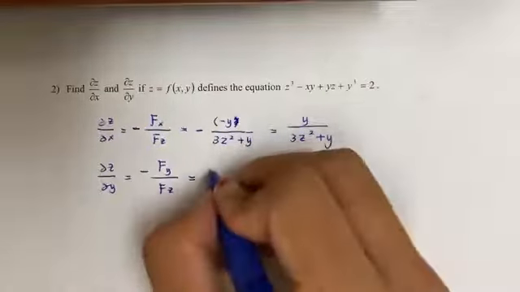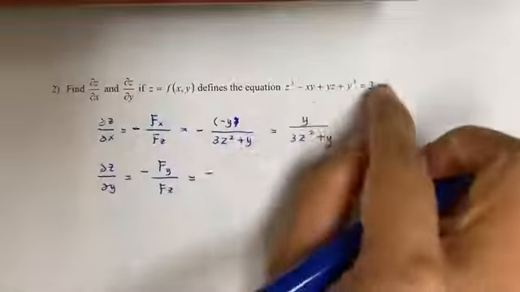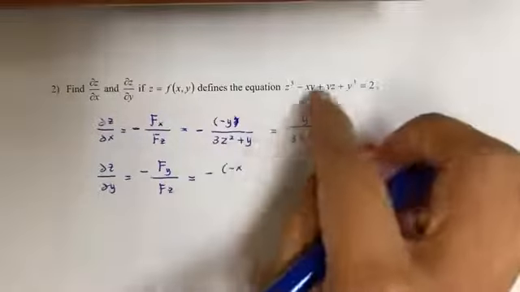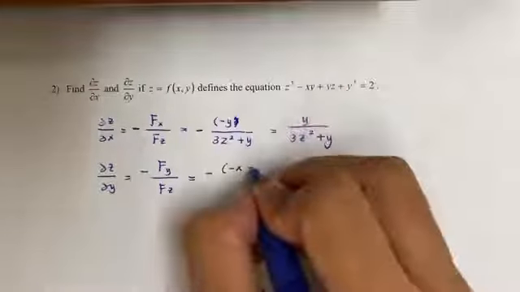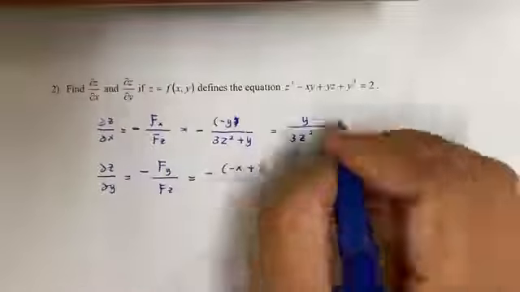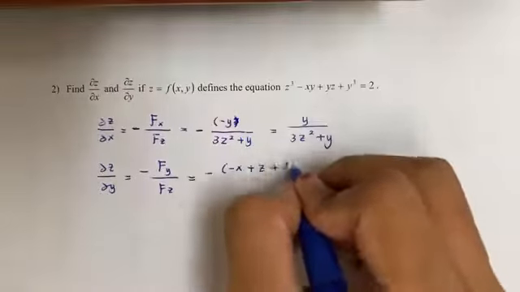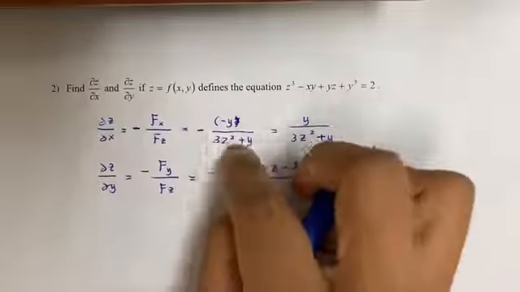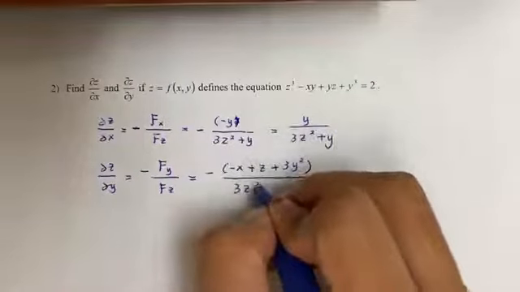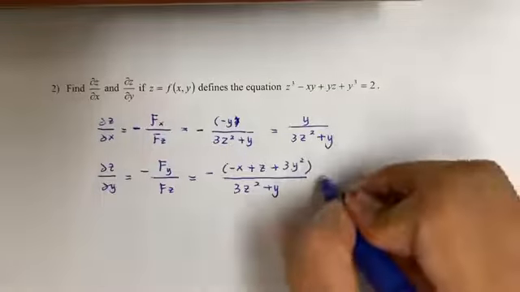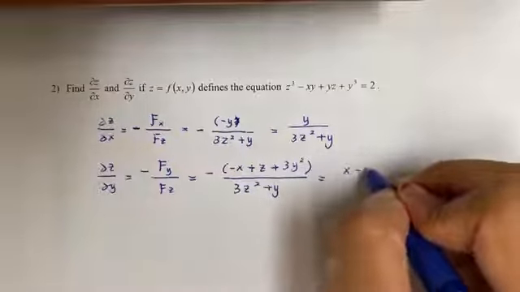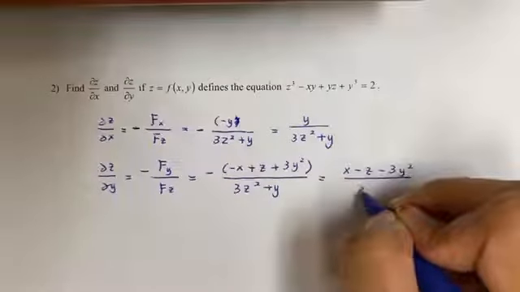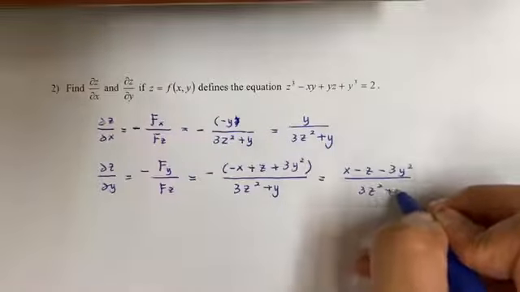And then for del z over del y, this is equal to minus fy over fz. And this is equal to minus, differentiate this with respect to y, you have 0, you have minus x here, plus z, plus 3y squared, over, again, fz which is 3z squared plus y. And this is equal to x minus z minus 3y squared over 3z squared plus y.